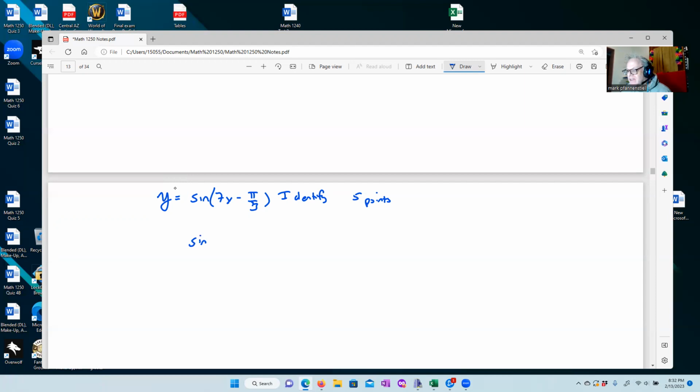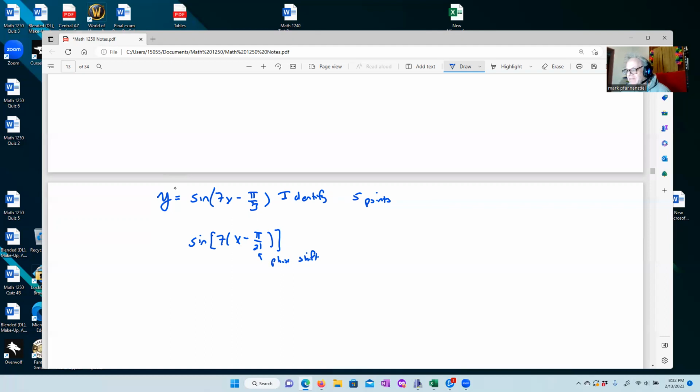So we're going to say this is sine of 7 times x minus something. If I factor out a 7, 7 times what is going to get me back to pi over 3? So we're going to have pi over 21. If I multiply this by 7 again, the 7 times 3 is going to cancel, and we just get pi over 3 again. So the actual phase shift I have here is pi over 21.